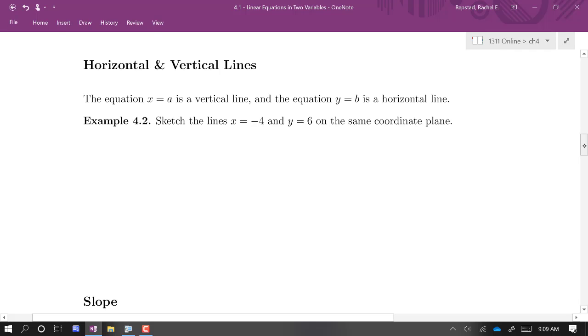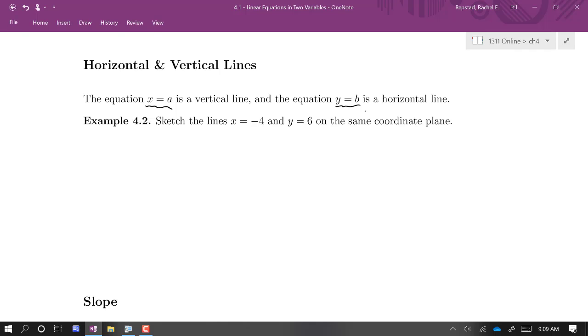We said that we had a linear equation as long as the x and y coefficients weren't both 0. If one of them is 0, then you will get either a horizontal or a vertical line. And you can simplify the equation as simply x equals some constant or y equals some constant. The equation x equals a constant is always going to be a vertical line.